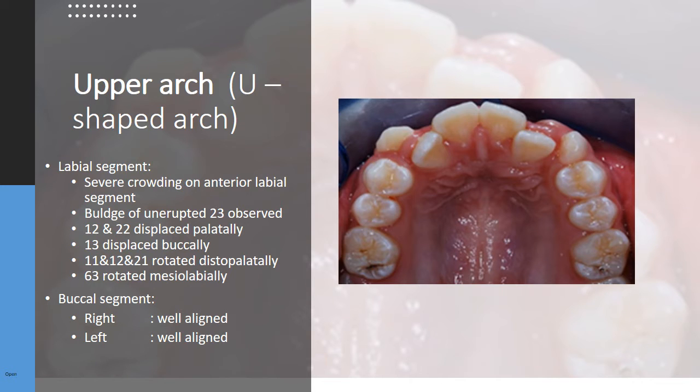For the upper arch, the arch is in a U shape. For labial segment, there is a severe crowding on anterior labial segment. Bulge of unerupted 2-3 observed. 1-2 and 2-2 displaced palatally. 1-3 displaced buccally. 1-1, 1-2, 2-1 rotated distopalatally and 6-3 rotated mesiolabially. For the buccal segment, right and left are well aligned.